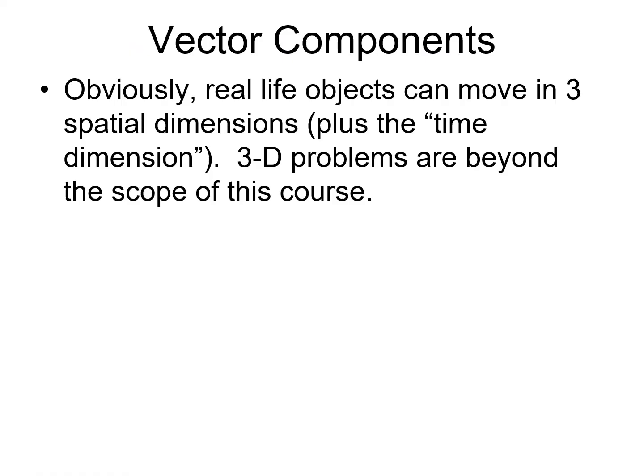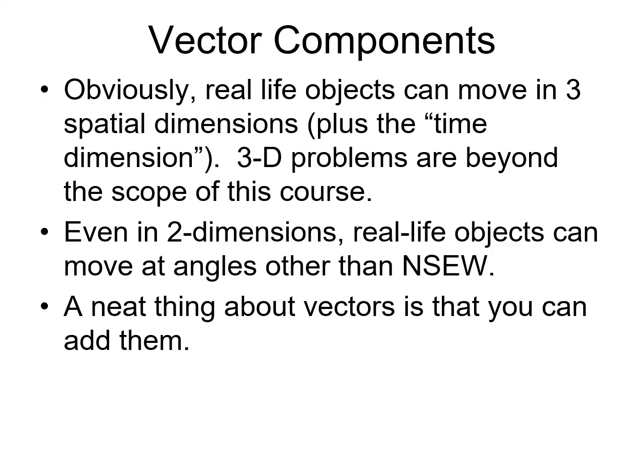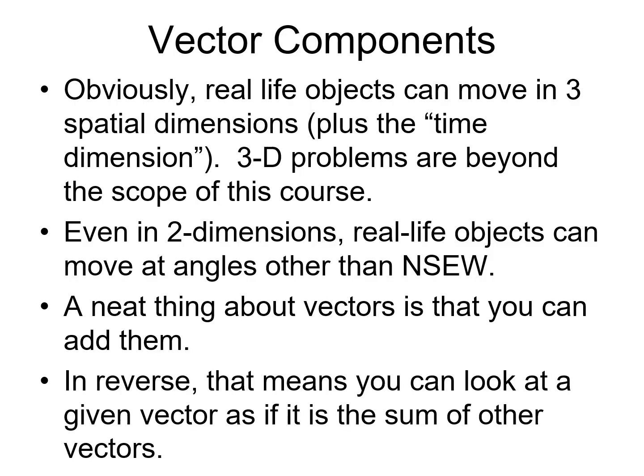In real life, objects can obviously move in 3 dimensions plus time. Such problems are beyond the scope of this course. We will not be doing any 3D dimensional analysis. Even in 2 dimensions, real-life objects can often move at angles other than north, south, east, and west. But a neat thing about vectors is that you can add them as our previous diagrams showed. In reverse, that means that you could look at any given vector as if it is the sum of 2 other vectors.